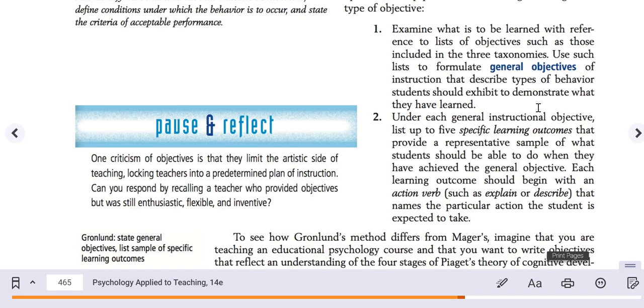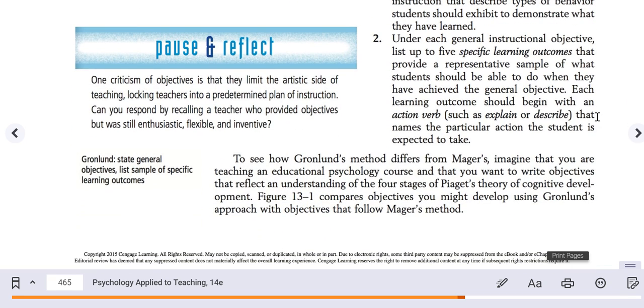To see how Gronlund's method differs from Mager's, imagine that you are teaching an educational psychology course and that you want to write objectives that reflect an understanding of the 4 stages of Piaget's theory of cognitive development. Figure 13.1 compares objectives you might develop using Gronlund's approach with objectives that follow Mager's method.